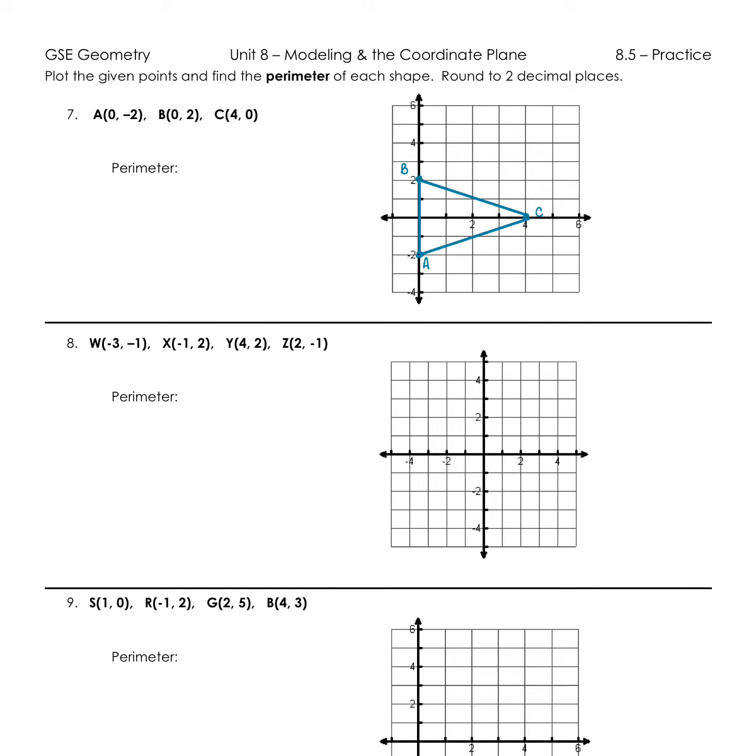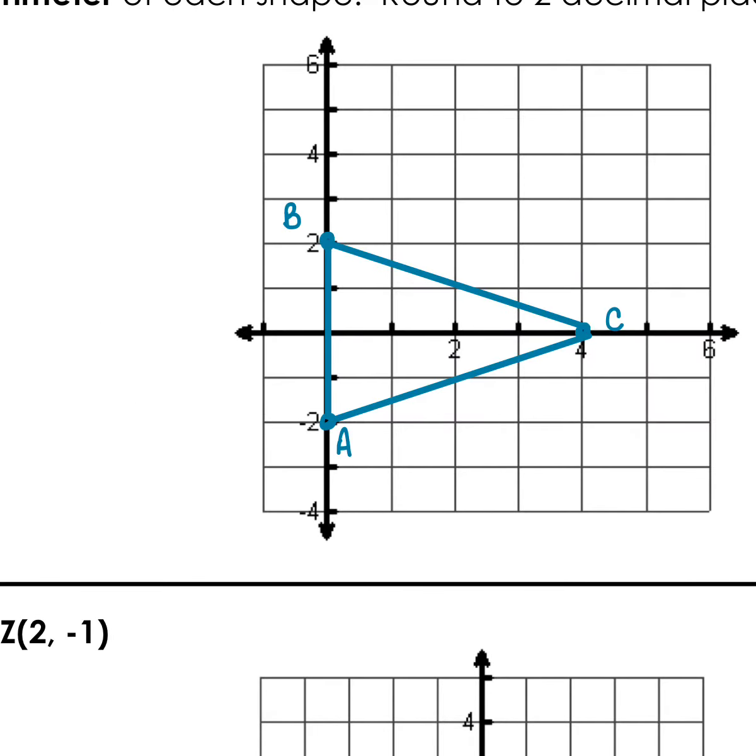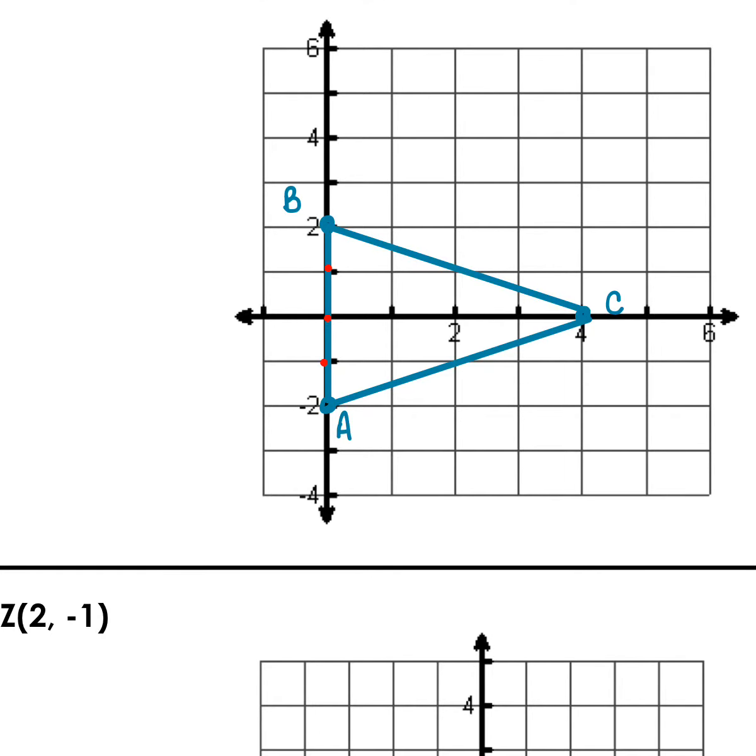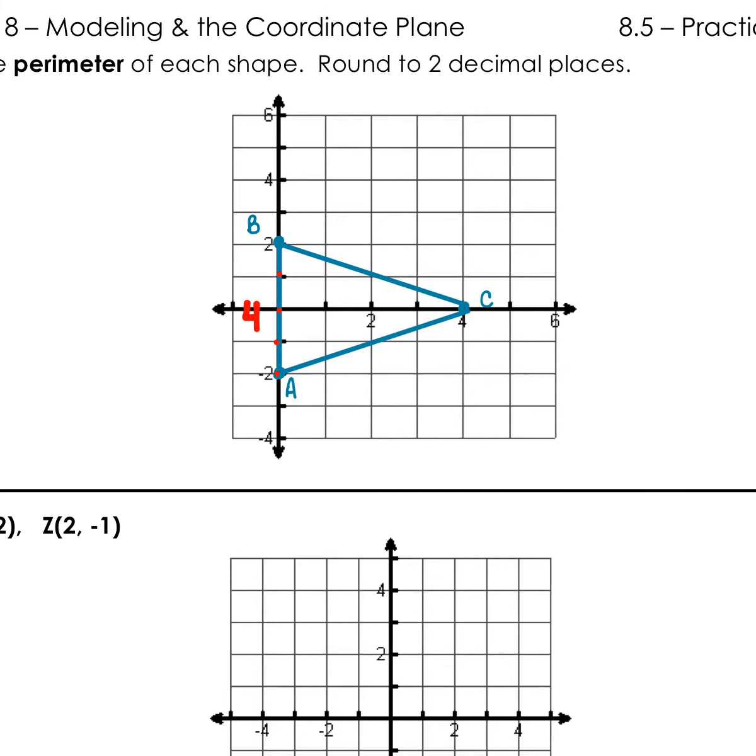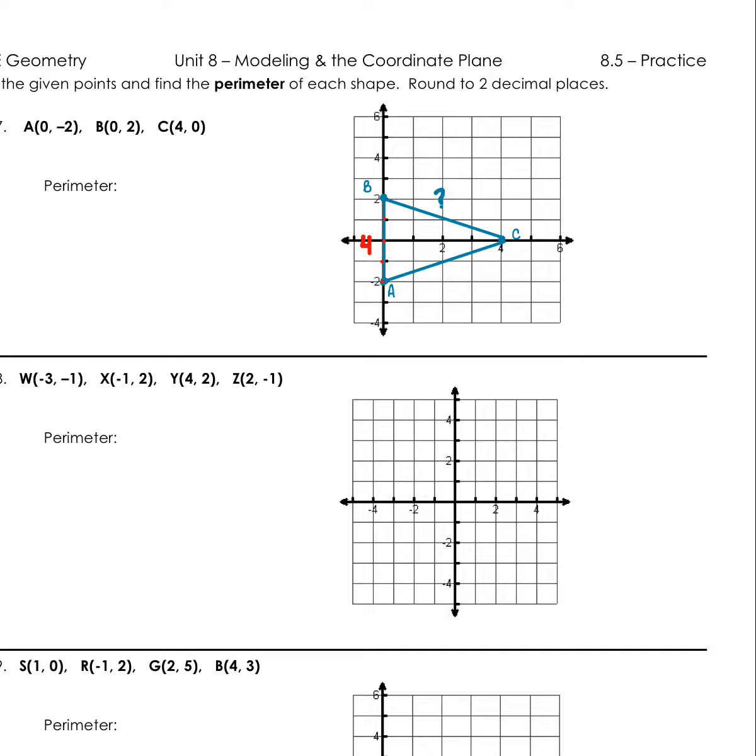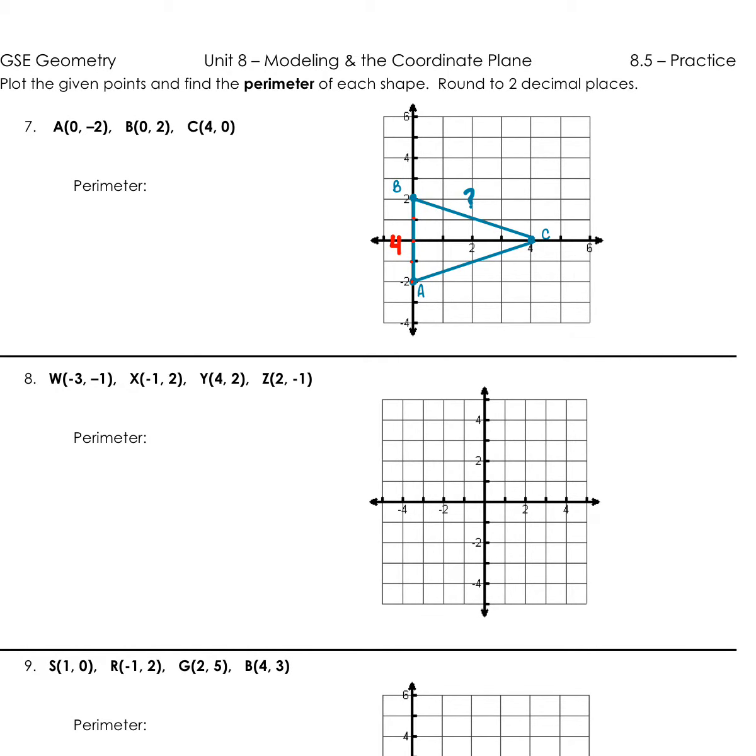Now, we can find the value of a vertical line easily. We can just count boxes just like we did with our distance formula. So the length of the base of this triangle is 1, 2, 3, 4. So the length of our base is 4. The length of each side, unfortunately, we don't know because we can't count boxes with our diagonal. But we can use our distance formula.